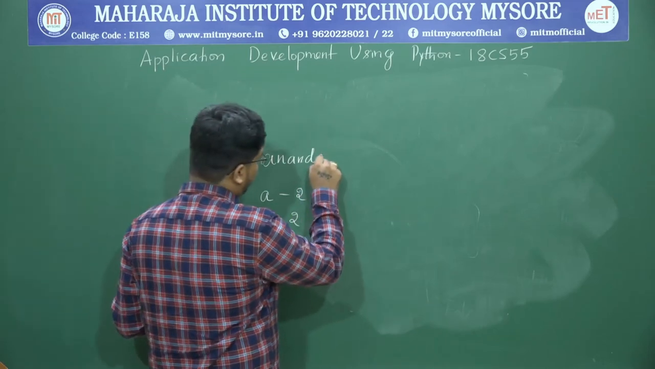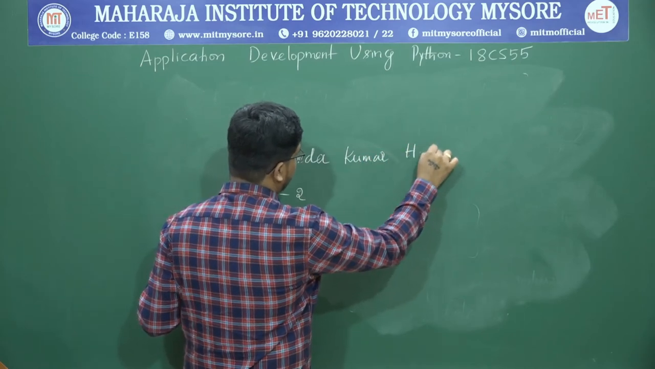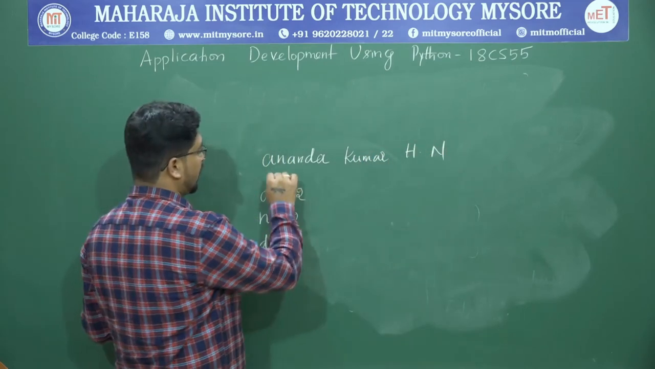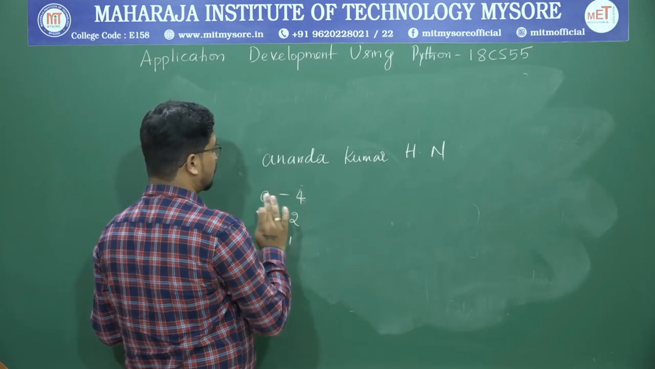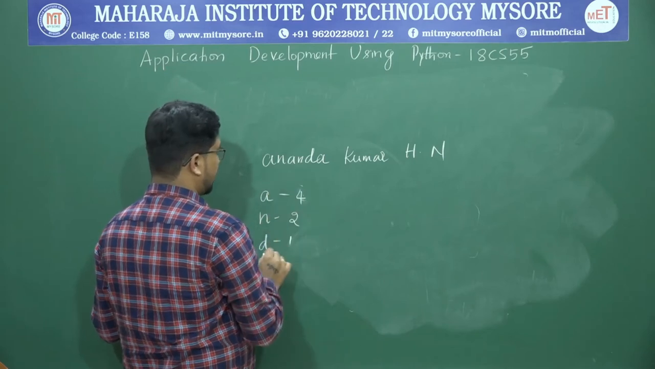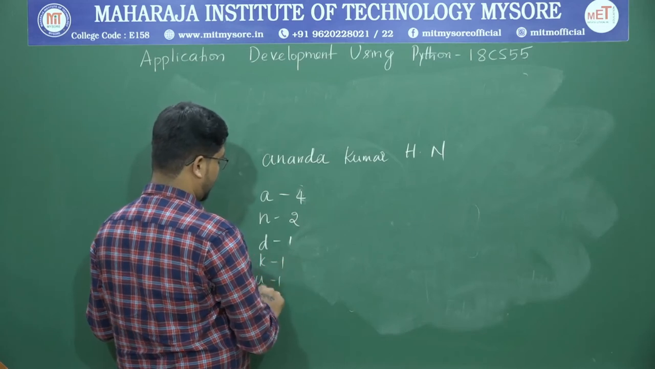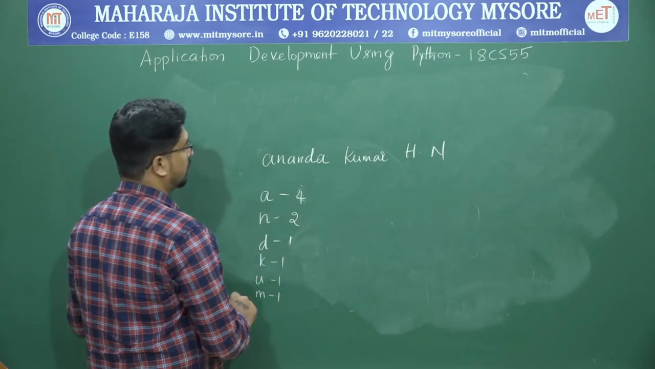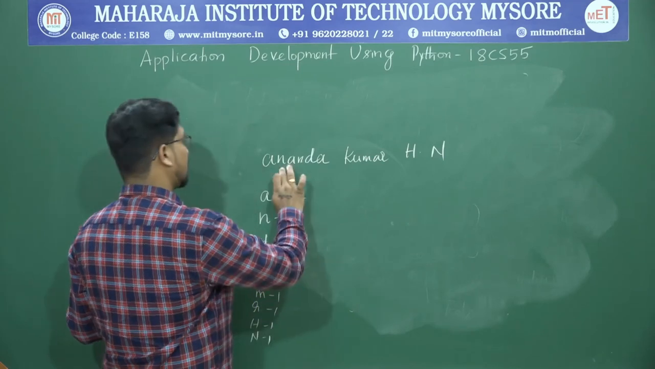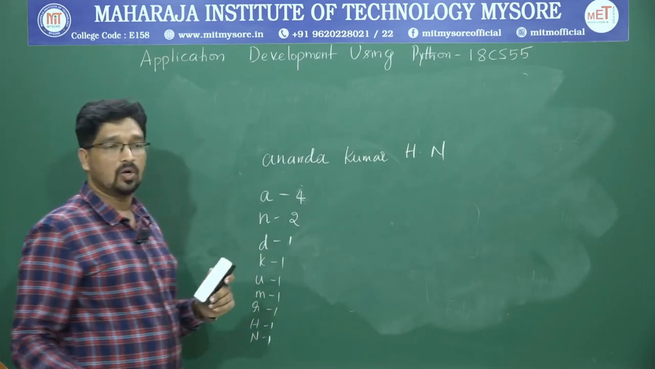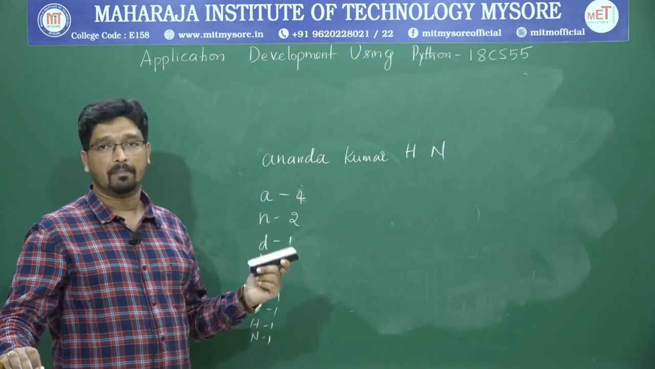Let us say my complete name, Ananda Kumar H N. So A is 4 times, N 2 times, then what else? D 1 time, K 1 time, U 1 time, M 1 time, R 1 time, H 1 time, N is 1 time. Because uppercase and lowercase are treated as different, this is the histogram of my name.